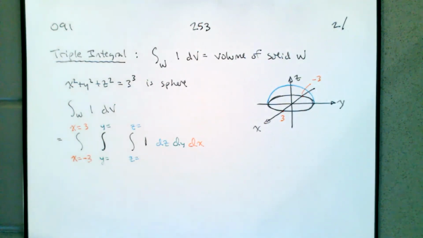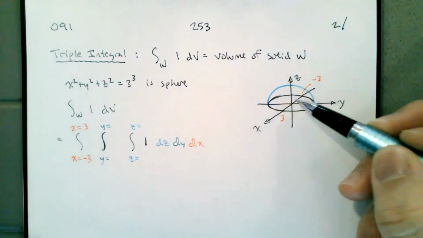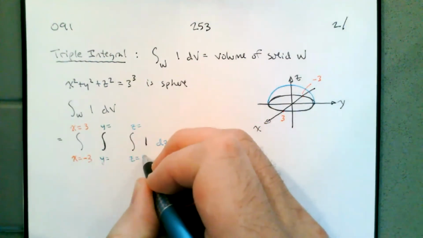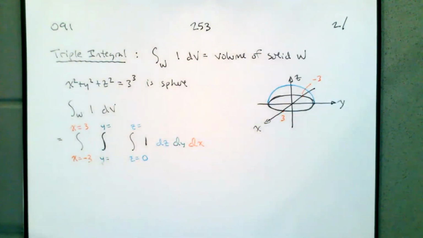Now I'm actually going to jump to my dz because I'm cheating by doing the easiest one. I think about what values of z. The lowest value of z is going to be 0. That's sitting on the xy plane. We need to go from the lowest value of z to the highest value of z. And at any point xy, the highest value of z is going to be the top of our hemisphere.